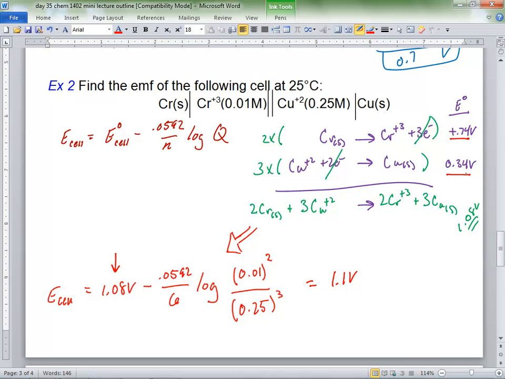Now you have to be careful. These are really easy to screw up, because you have to make sure it has copper solid in it, copper +2 in it, and it's written the right way.